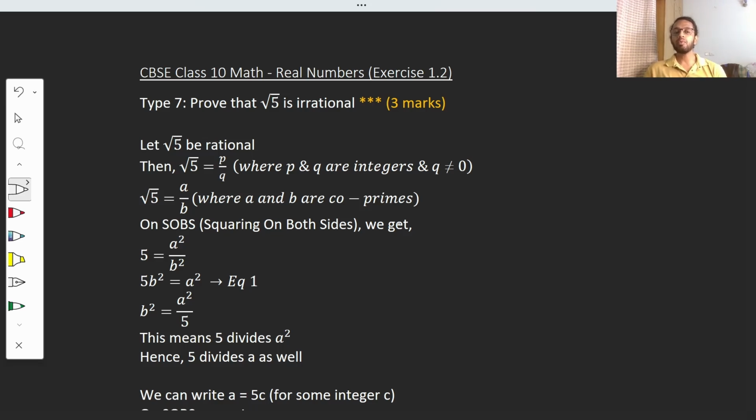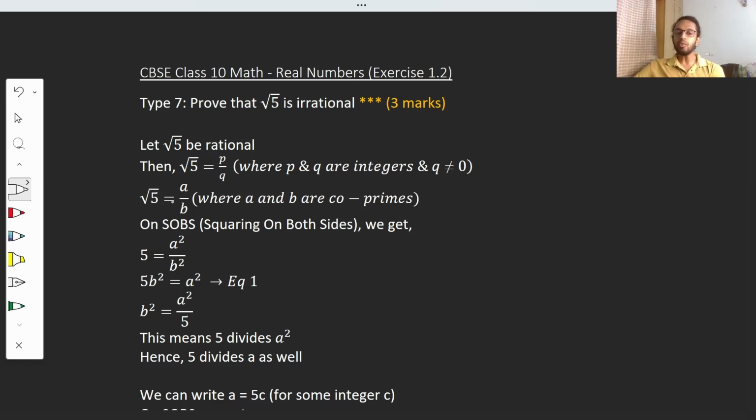We would have learned a couple of theorems and procedures in the previous years. The proof of this particular concept is a bit different because it follows the method of contradiction, which means whatever is asked in the question, we assume the opposite. That is, we assume root 5 to be rational, and that is the first step over here. When we say root 5 is rational, we would be able to write root 5 in the form of p by q, because that is the definition of rationality, where p and q are integers and q not equal to 0.